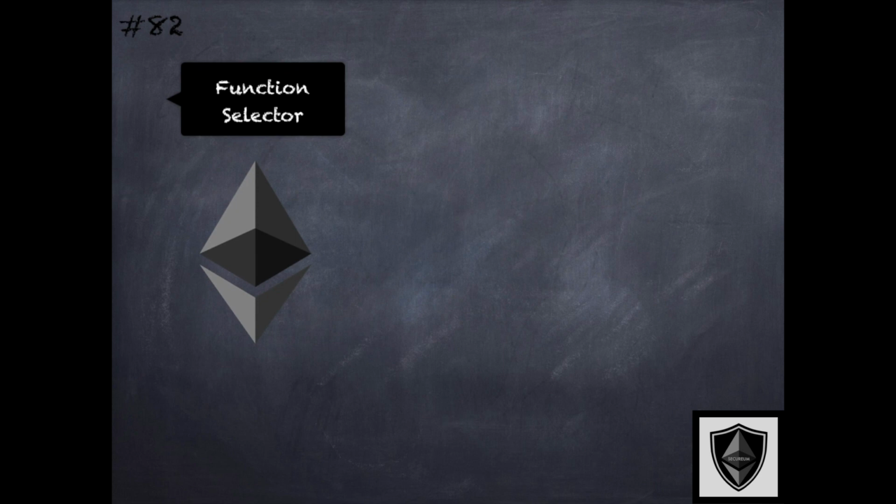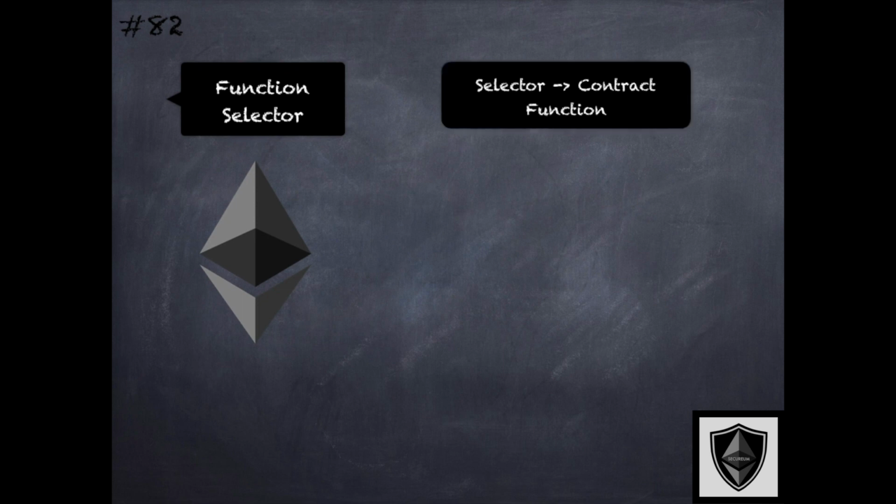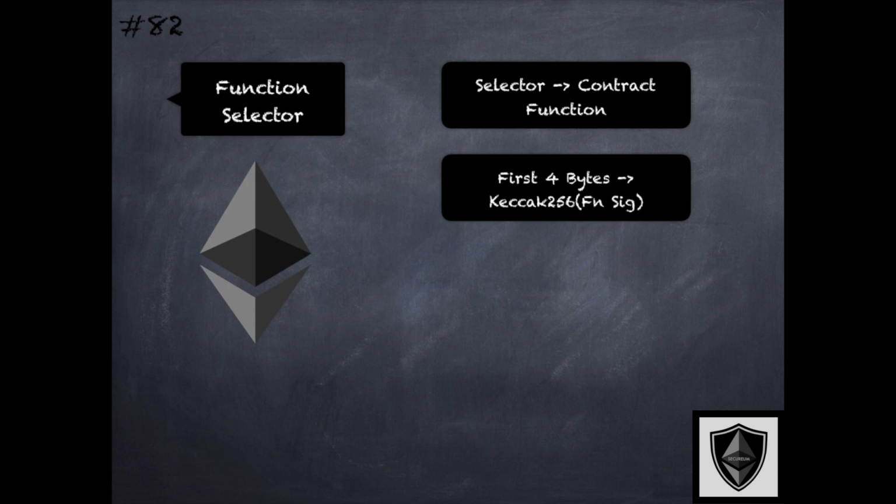So the function selector is really what specifies the exact function within the destination contract that needs to be invoked. And the way that it is specified is by taking the function signature of the function that needs to be invoked and running that through a Keccak256 hash, and the output that we get, the first 4 bytes of that hash are taken as the function selector.